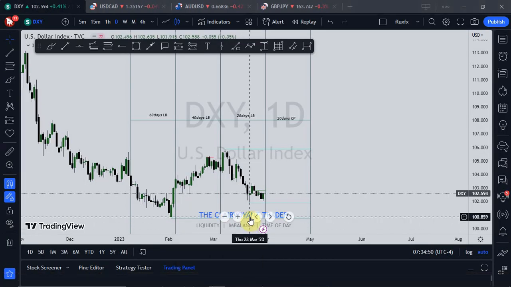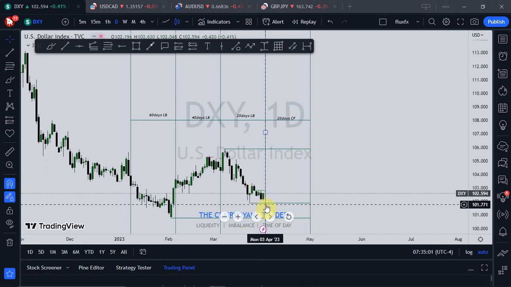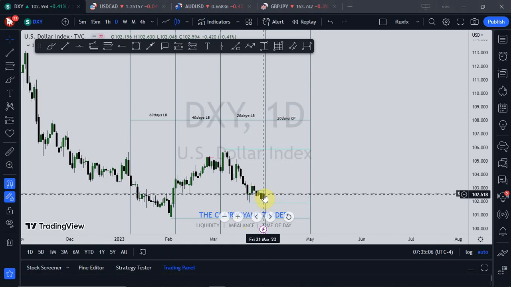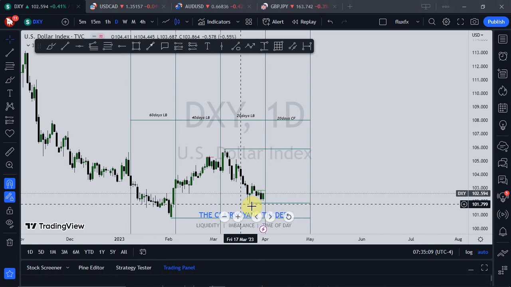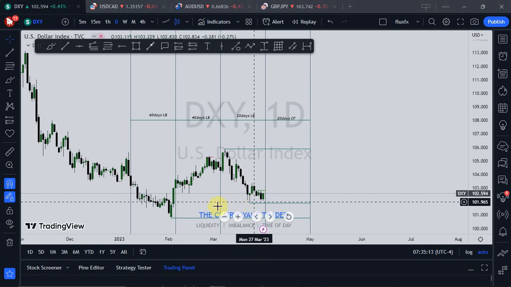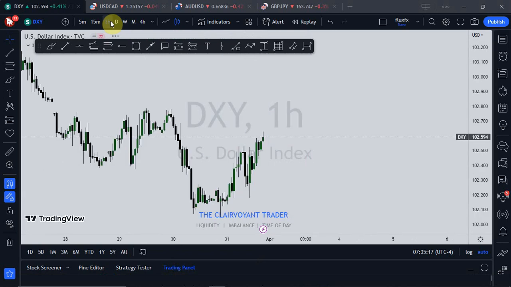So on the dollar index last week, we saw price in a series of bearishness. And on Friday we saw price retreating. So at the moment, my next draw on liquidity is this low we are seeing here. But let's switch to the 1 hour time frame and see something on the 1 hour time frame.